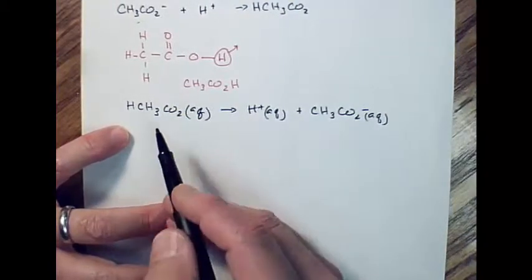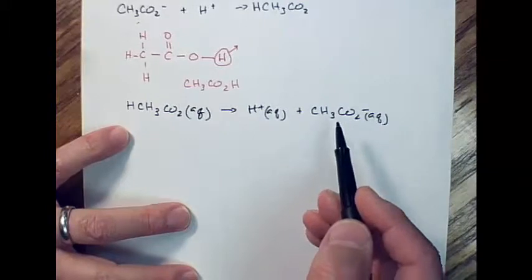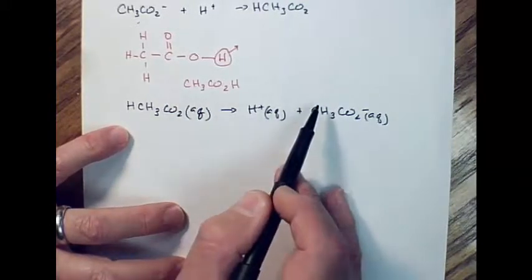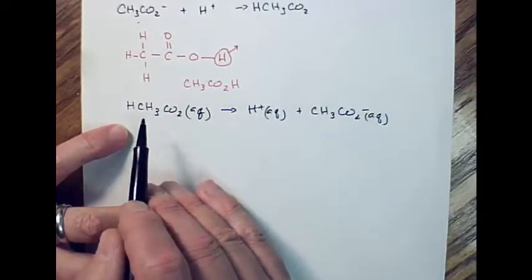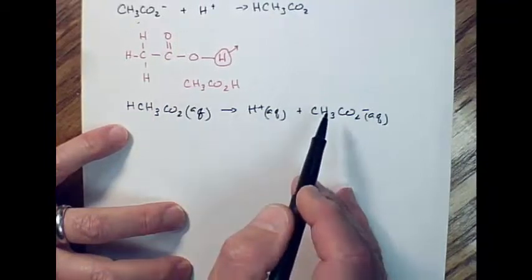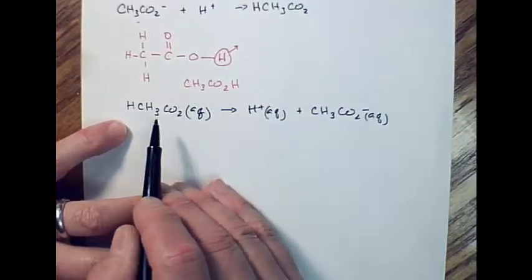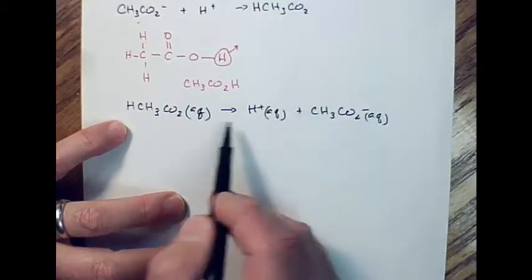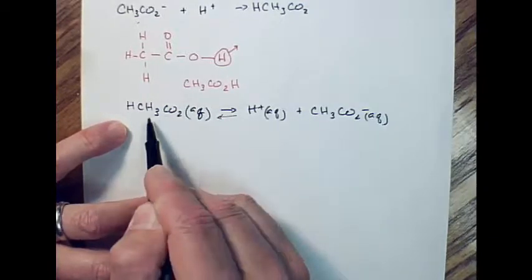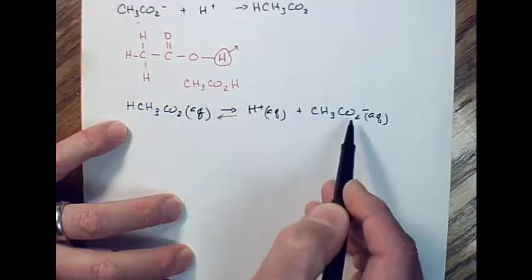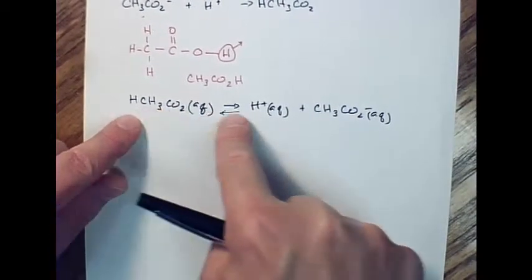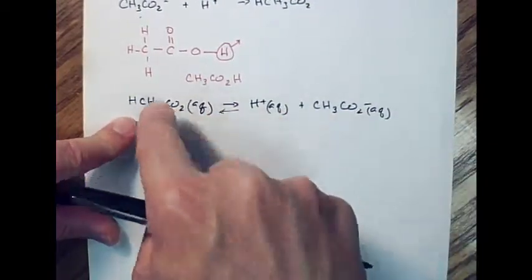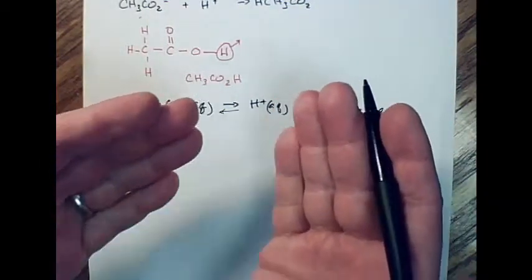In fact, when we say it doesn't dissociate completely, what we really mean is that for every forward reaction, we also have a reverse reaction. So this right here is breaking up into these things, but these things are reforming to make this. And so there's a point at which the rate of the forward reaction equals the rate of the reverse reaction, and we have an equilibrium or a balance there.